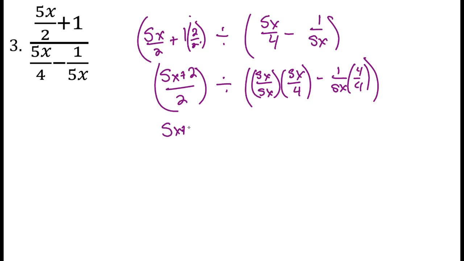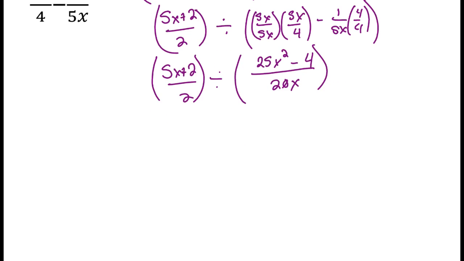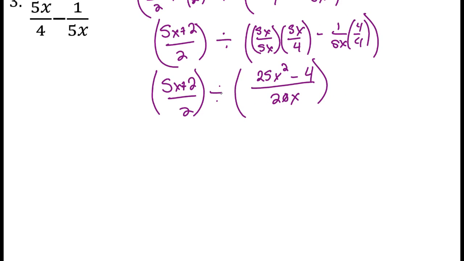Well, 5x plus 2 divided by 2, divided by, not plus, divided by, that gives me 25x squared. Now they have a common denominator, so I can write it as one fraction, minus 4, divided by 20x. Now this looks like something we did yesterday. I have two rational expressions and I'm dividing them, so I'm going to multiply by the reciprocal.